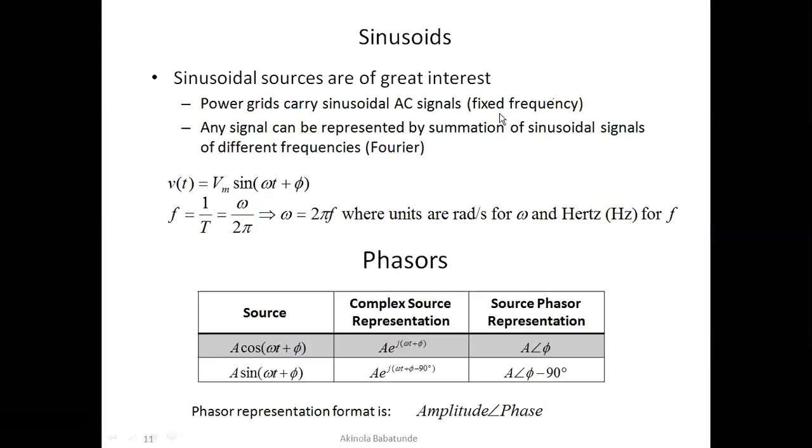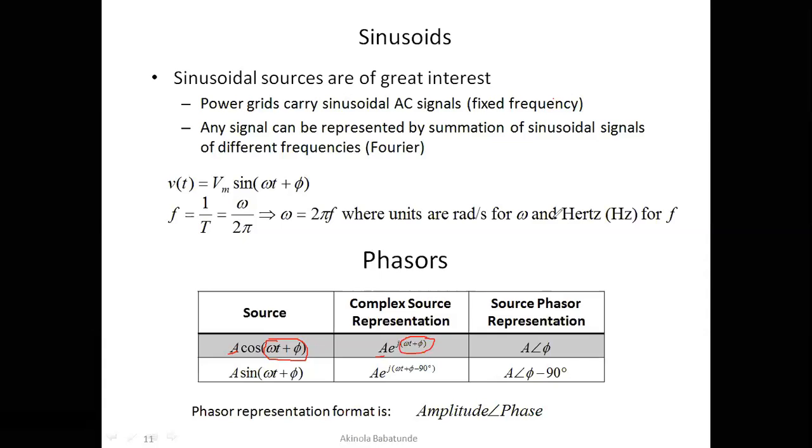For our phasors, you will find that we can have two kinds of sources. We could have a cos of Wt plus phi, or a sine of Wt plus phi. This source can be represented in complex terms in the following way. The complex source representation becomes A exponential j (Wt plus phi). This Wt plus phi is the same thing we have here. We added j, we have the exponential, and the A remains. This can also be represented as a phasor.